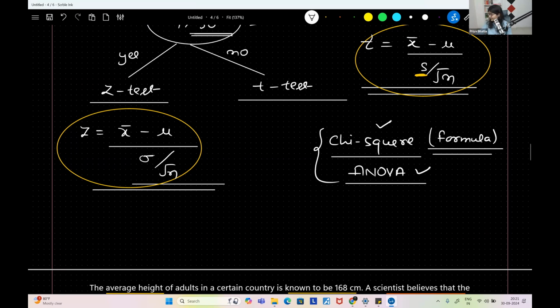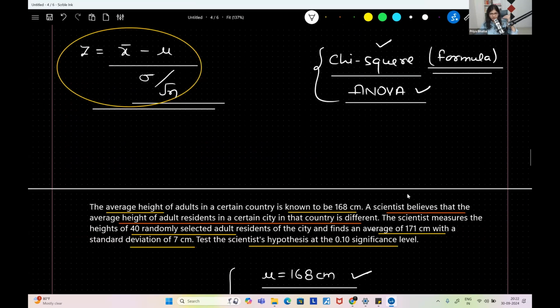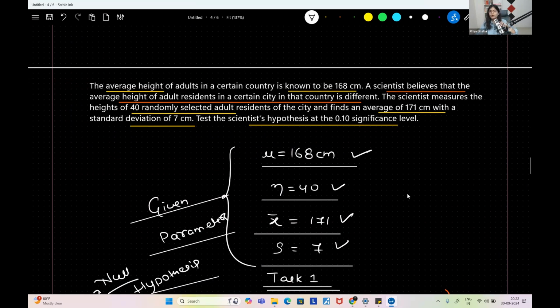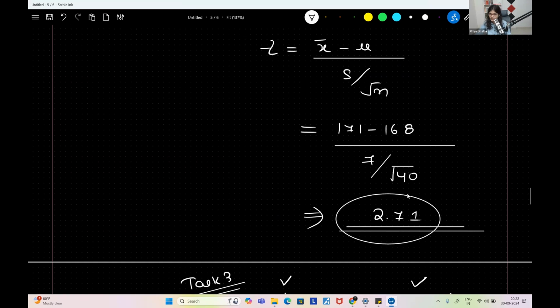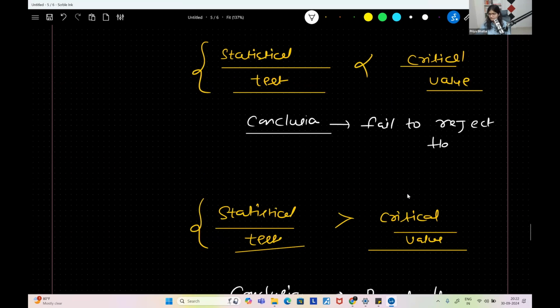Can there be a scenario where the statistical test value is equal to the critical value, or will that never happen? No, that won't happen. It will be either bigger or smaller than the critical value. Will that be fine?